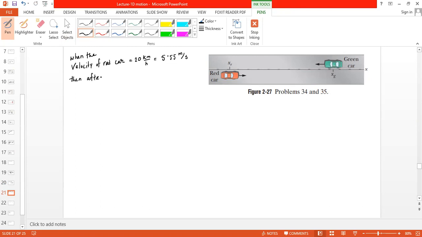after time t1, the two cars met at a distance, say x1. Say x1 is 44.6, I guess it was 44.6 meter from the red car.